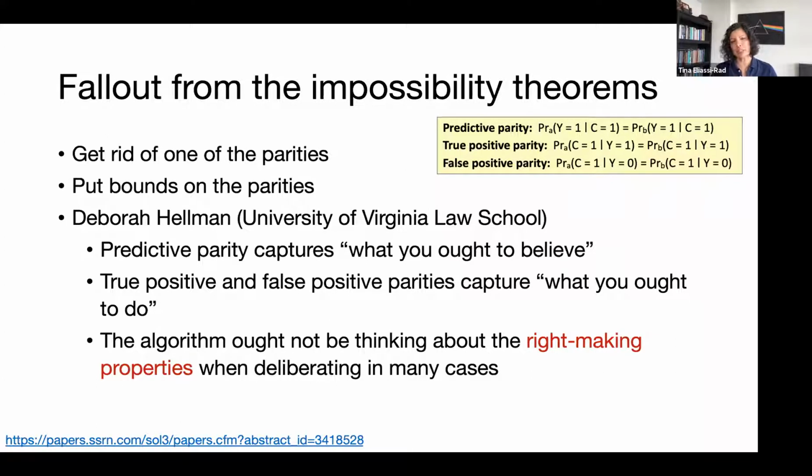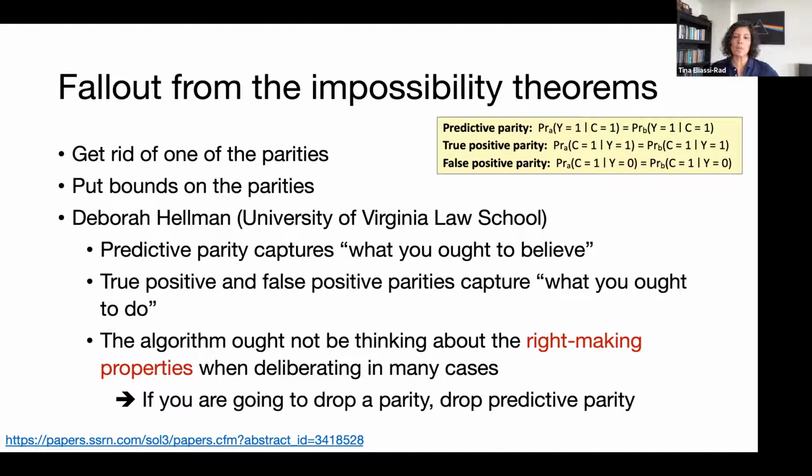If you care about predictive parity in terms of what you ought to believe, then you're going to rely heavily on what philosophers call the right-making properties. And in our society, the right-making properties are usually folks that are white males with high socioeconomic standing. Of course, they are not the majority, they're just the privileged. And so your system is not going to do well on the marginalized people. So if you are going to drop a parity because of the impossibility results, the thing to drop would be the predictive parity.